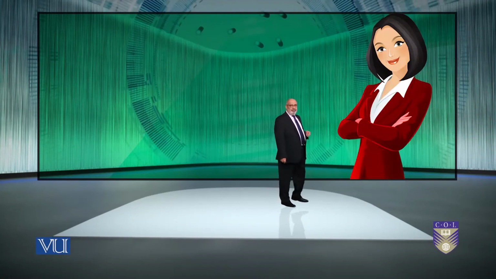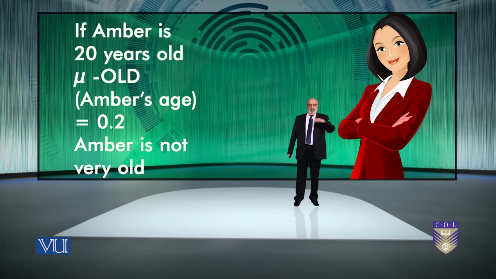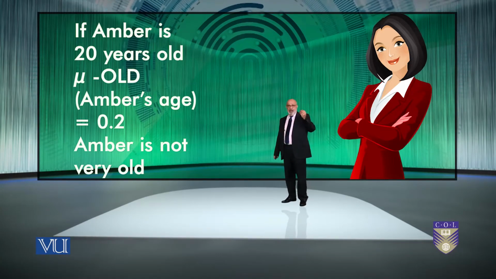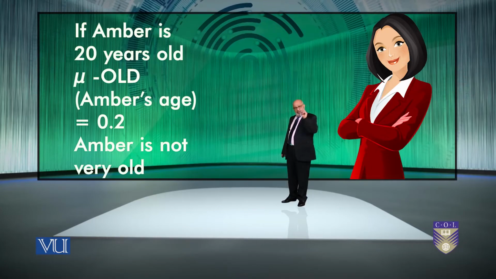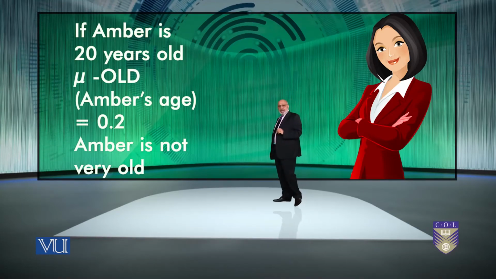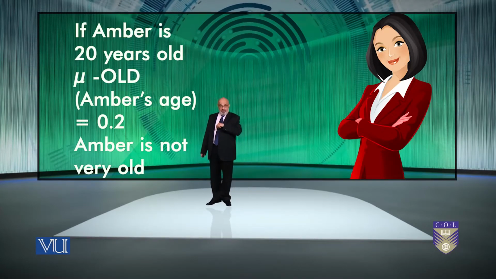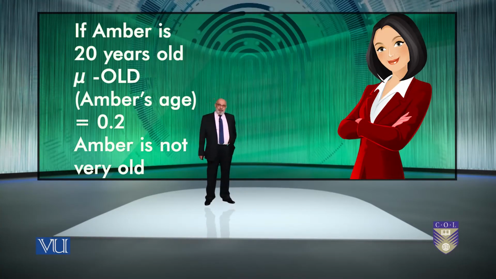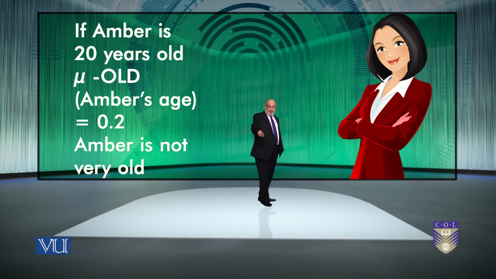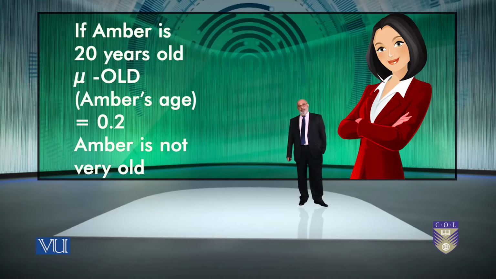In another case, if we give that membership function an age of, say, 20, the membership function might return a value of 0.2. So if Amber is 20 years old, and we pass the age of 20 to this membership function, it might return a value of 0.2. For the old function, this would imply that Amber is not very old. In fact, not even old. 20 is too young to be part of the age group, old.